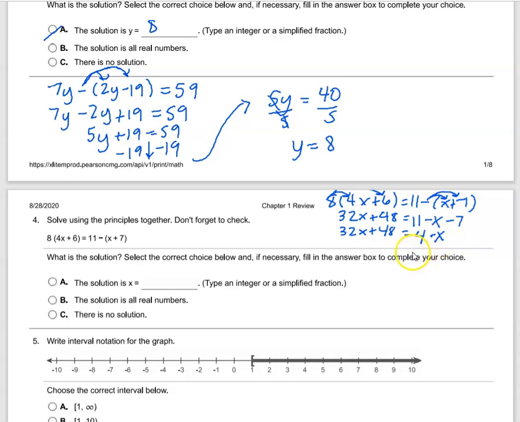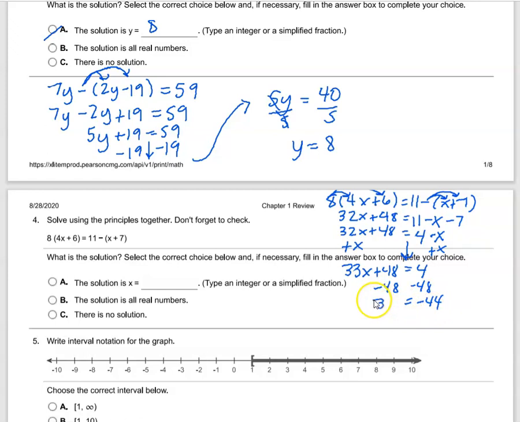minus x. Now remember, you want your x's to be on the same side, so I'm going to go ahead and add x. You could choose to subtract 32x as well, but I'm going to add an x to both sides of my equal sign. 32x plus an x is going to be 33x, plus 48 is equal to 4. Now we're going to subtract 48. 4 take away 48 is -44.